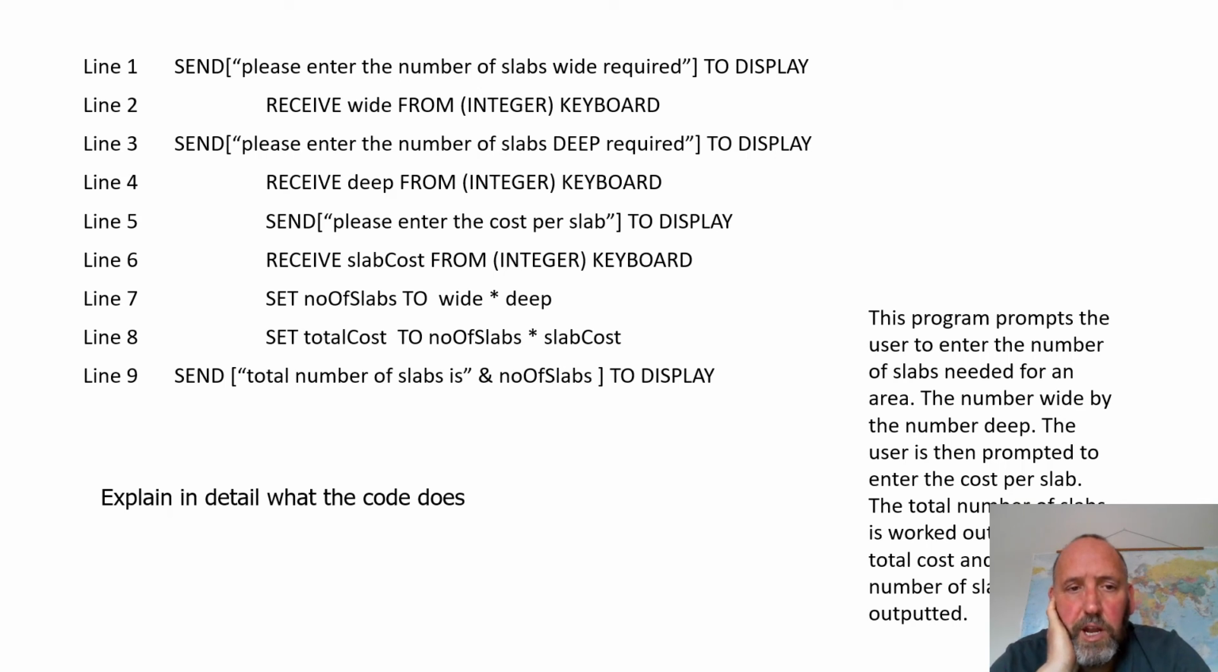The program prompts the user to enter the number of slabs wide, and then the number deep, because we're going to work out the area by the number wide by the number deep. And then you enter the cost per slab in line 5. At line 6 you take in the cost. Line 7 we work out the area, which is the number of slabs, so we do the number wide times the number deep. In line 8 we set the total cost to the number of slabs times the slab cost. And in line 9 we set the total number of slabs to display. We display the total number of slabs. It hasn't displayed the total cost, but it's worked it out.